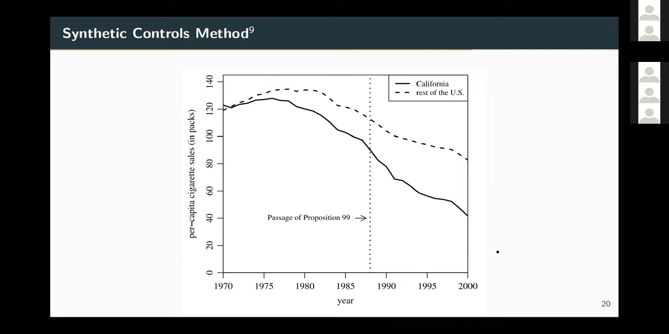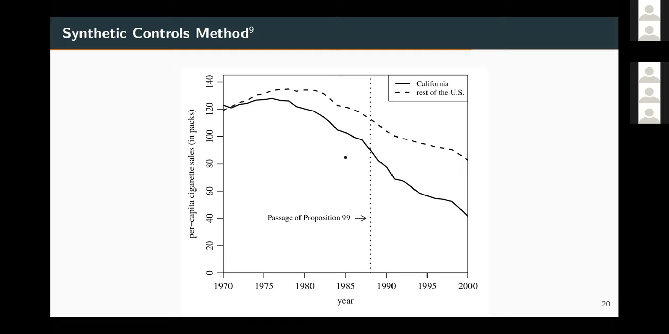Moving on to the synthetic control method, this is another workhorse in the panel data setting. The basic idea here is you observe some outcome over time. The canonical example is this smoking tax that was passed in California in the late 80s. You observe that California had some degree of cigarette sales per capita, and that was starting to go down over time. Similarly, the rest of the US was going down over time, and California passed a law, and you'd like to project out what would have happened to California's tobacco sales had they not adopted this law.